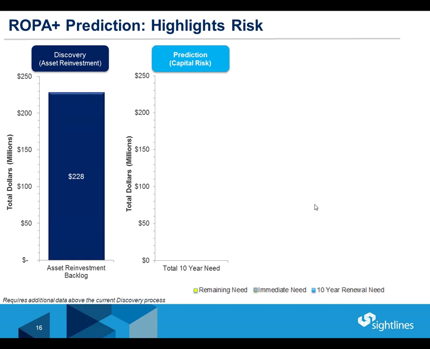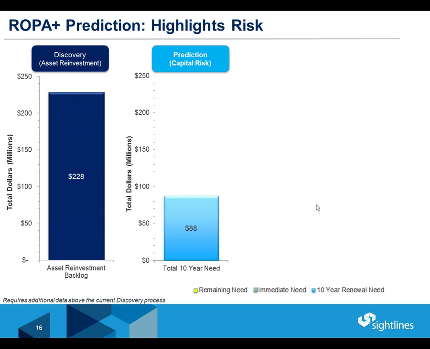This is a different example of a different institution. Their total asset reinvestment need was $228 million, and this particular campus is around 4 million square feet, so it's about a $60 per square foot backlog. You get a lump sum backlog estimate with Discovery, and that provides value in the sense you get a total number and it's benchmarked to peers, so you have some context and another element of the overall ROPA story. But what it doesn't tell you is the risk level of that, and provide the sequencing of timing of when those needs will come due.